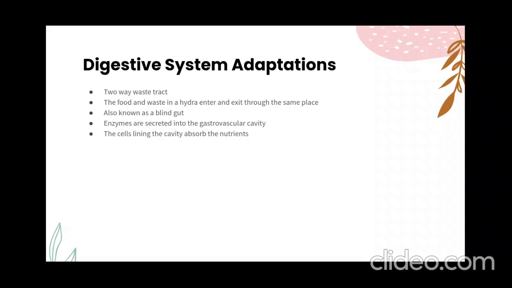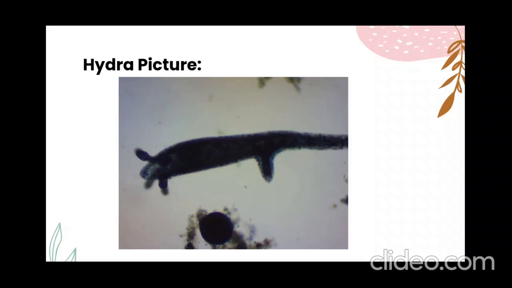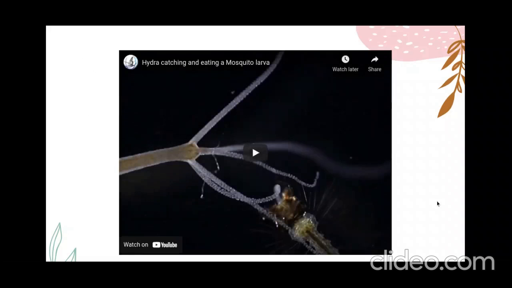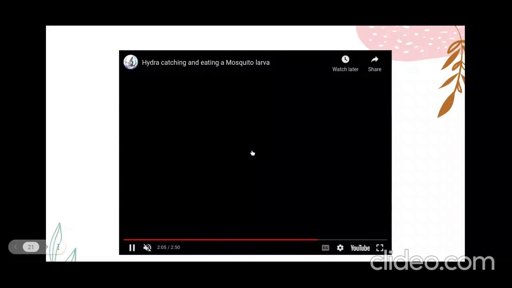When food is taken into the gastrovascular cavity, enzymes are secreted into the cavity, and the cells lining the cavity absorb the nutrient products of the extracellular digestive process. This is a picture of the hydra, and this is a video of the hydra.